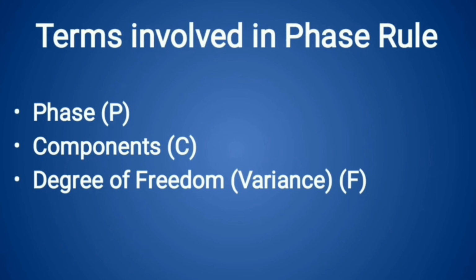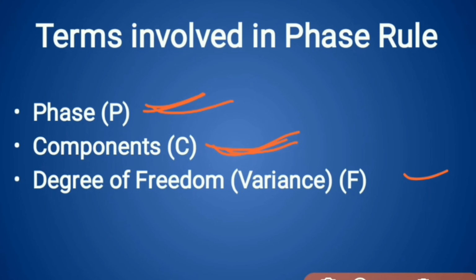So what are the terms involved in the Gibbs phase rule? We have already seen, that is P, C and F. So P stands for phase, C for component, and F for degree of freedom, which is also known as the variance, right? We will discuss each and every term one by one. So let's start with the phase.